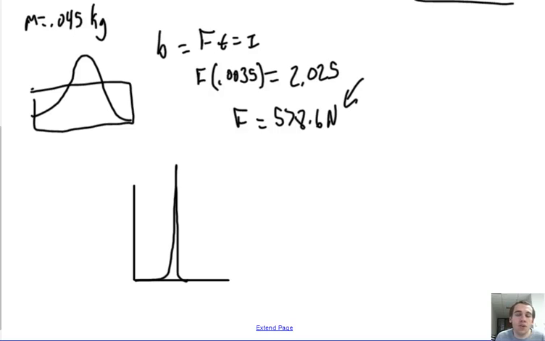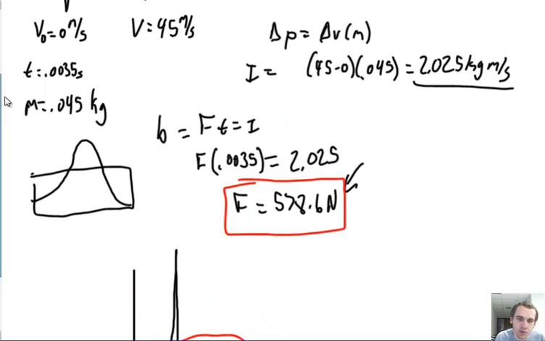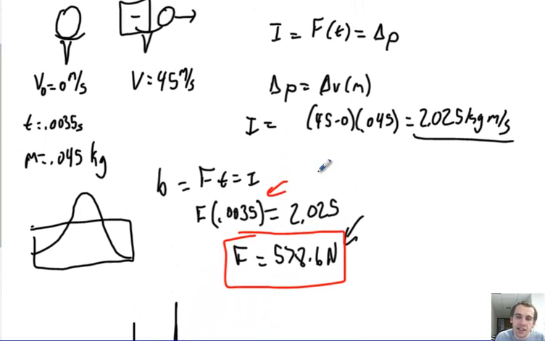You could do the same thing and make the ball get going just as fast by slowly increasing and then pushing on it over a very, very long time. But we didn't. So the force that acted on the ball was 578.6 newtons. It only acted for 0.0035 seconds. That caused an impulse of 2.025 kilogram meters per second, which made the ball speed up from rest to 45 meters per second. So impulse momentum allows us to look at a before and after picture without looking at exactly everything that happened in between.